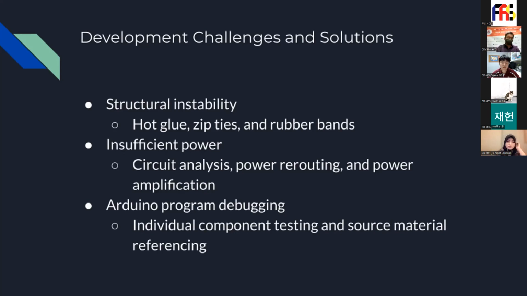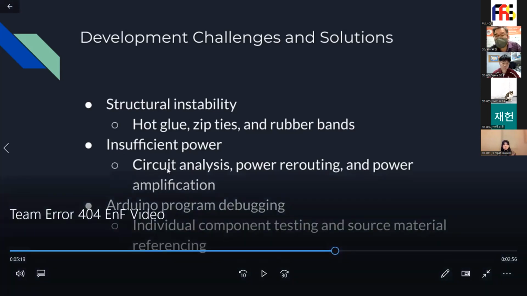The next issue we encountered was insufficient power. Utilizing the 5-volt supply from the Arduino simply was not enough, as we were running so many different electrical components, including the joystick, LCD, stepper motor, and DC motor. We were unable to power all of these components from that singular port. So, using circuit analysis, we were able to reroute our power as well as use an op-amp in order to supply more voltage.